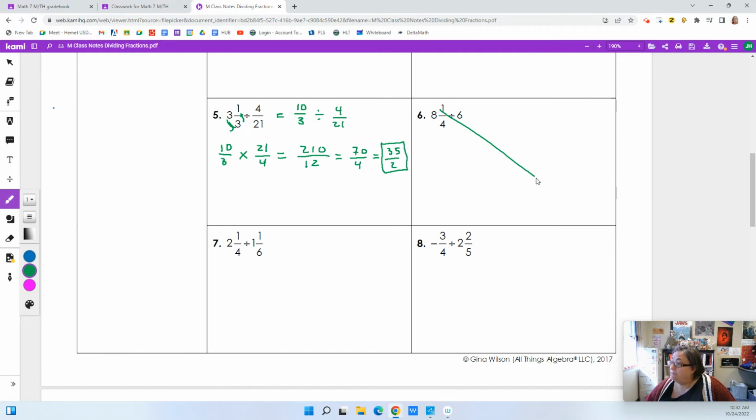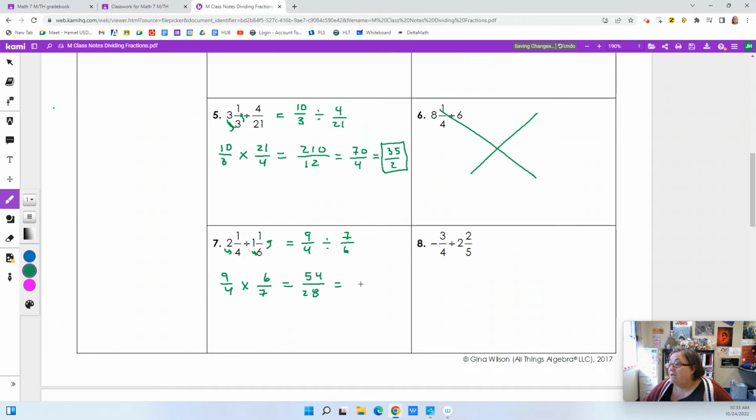Let's skip this one and do this one right here. 2 times 4 is 8 plus 1 is 9. So we're going to have 9 fourths divided by 1 times 6 is 6 plus 1 is 7 sixths. So we have 9 fourths times, and we're going to flip it, 6/7, right? 9 times 6 is 54. 7 times 4 is 28.